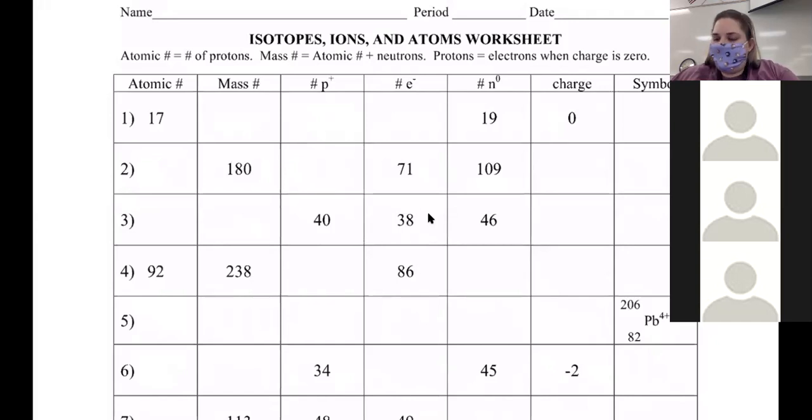So for example, on this first one, they gave us the atomic number, it's 17. And what did we just say atomic number is always equal to? So I got an answer here in class. Anybody online want to chime in? I'll give you a hint. It's right above it on the page.